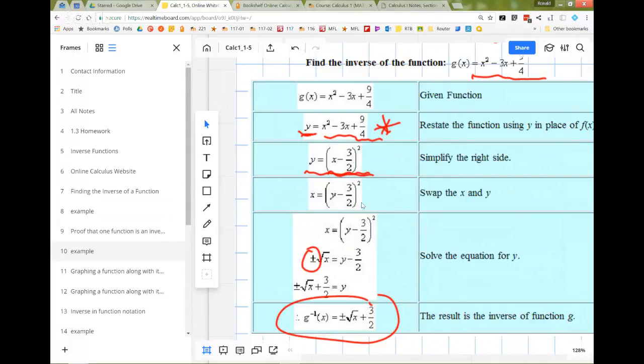Now, swap the x and the y. You just literally replace y with x, x with y. Now solve for the new y. The first thing I have to do is take the square root of both sides. Right side, y minus 3/2. Left side, don't forget, you've got to do both square roots, plus minus. And then just add 3/2 to both sides, and you have found the inverse.